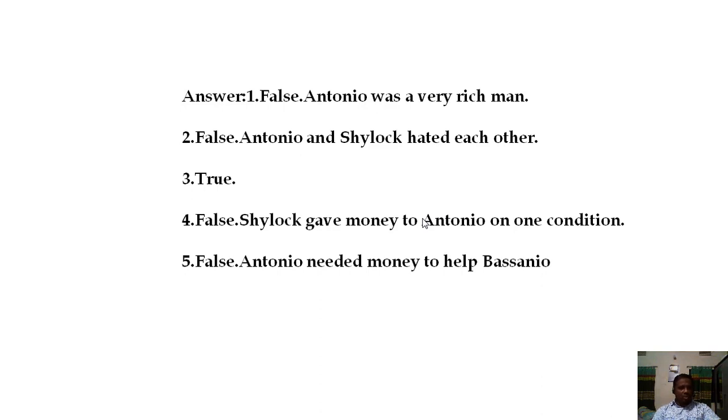Third question was, Antonio went to Shylock to borrow some money. Yes, it's true. You're right. Fourth, Shylock happily gave Antonio the money he asked for. No, never. It is a false sentence. Shylock gave money to Antonio on one condition, and you all know about that condition. He will cut a pound of flesh from Antonio's body. Antonio needed the money to bring his merchandise. No, it is another false one. Antonio needed money to help Bassanio.